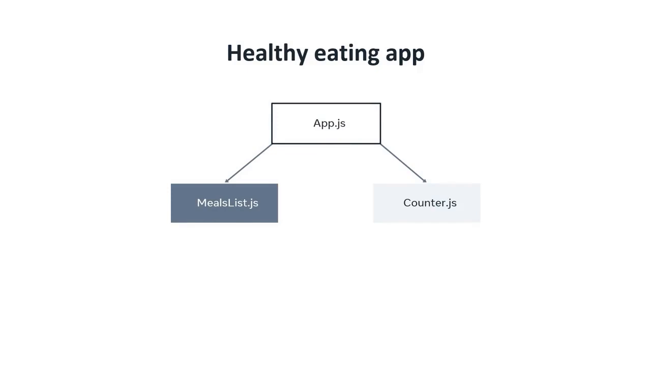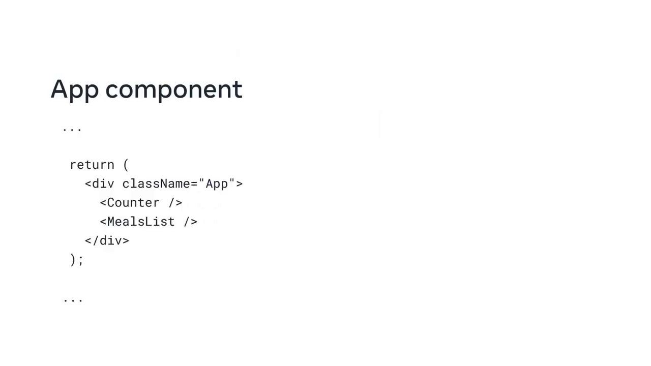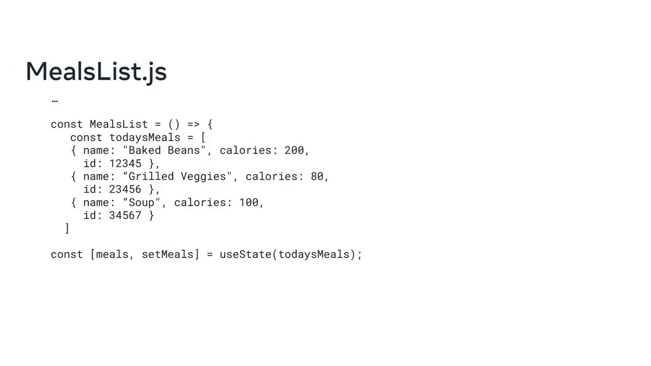Let's explore each component in a little more detail. First, the App component imports the MealsList and Counter components and renders them on the screen. Next, the MealsList component uses the useState hook to list a day's meals, which are stored in an array. The array elements are saved inside the todaysMeals variable. Then the meals state variable is initialized to hold this value. In other words, the meals state variable holds the array. Finally, the Counter component tracks the number of meals that a user is allowed to eat today.